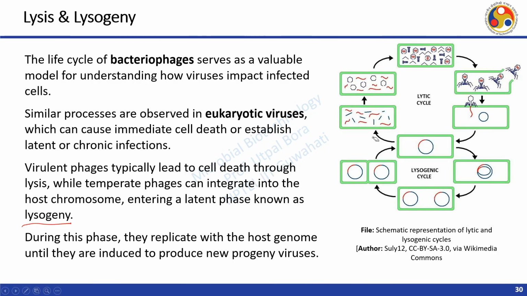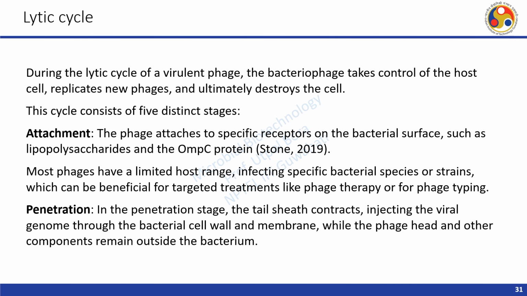So, a virus which was in the lysogenic cycle, in order to be released as mature viruses, has to undergo a transformation in its life cycle. Not necessarily does it go into the lytic cycle; it can also be released without lysing the host cell by other mechanisms. So, during the lytic cycle of a virulent phage, the bacteriophage takes control of the host cell, replicates new phages and ultimately destroys the cell, which we have already discussed in the earlier diagram.